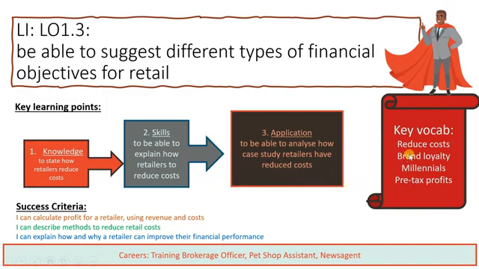The vocabulary today will be reduced costs, brand loyalty, millennials and pre-tax profits, and you need to look those up as one of the tasks. The criteria to show that you've met the lesson objectives is that you can calculate profit for a retailer using revenue and costs, that you know how to describe reducing retail cost methods, and you can explain how a retailer can improve their financial performance.